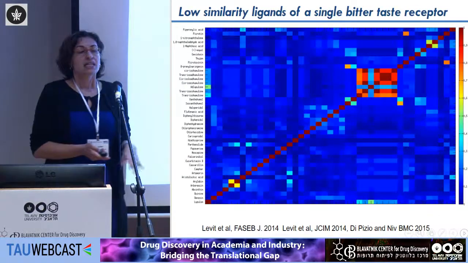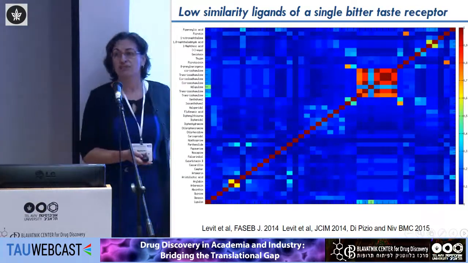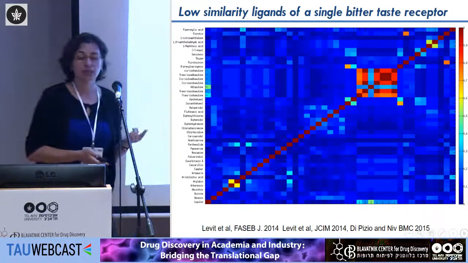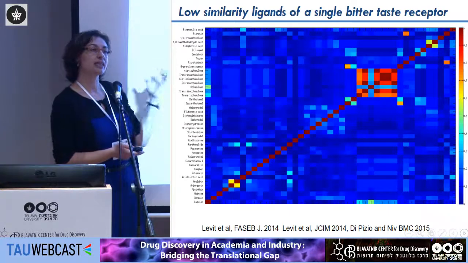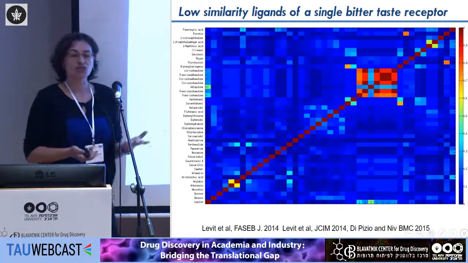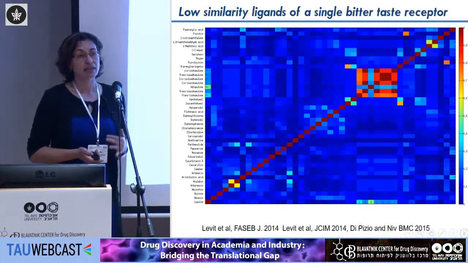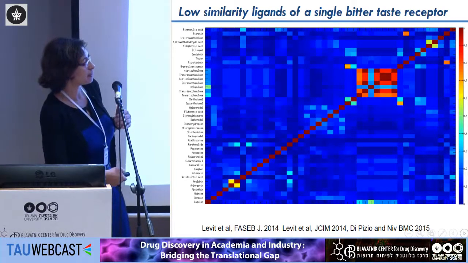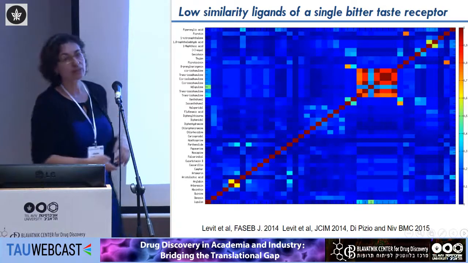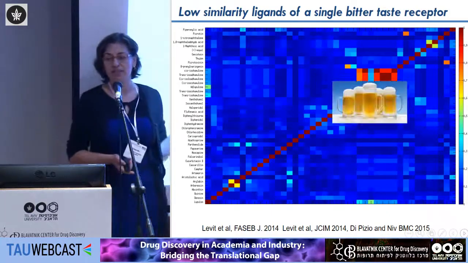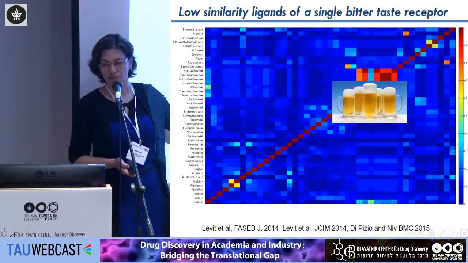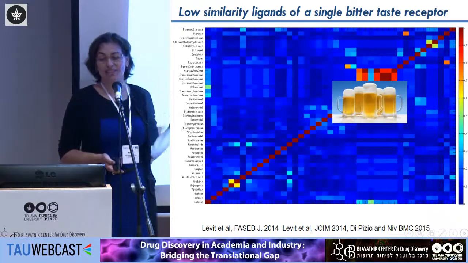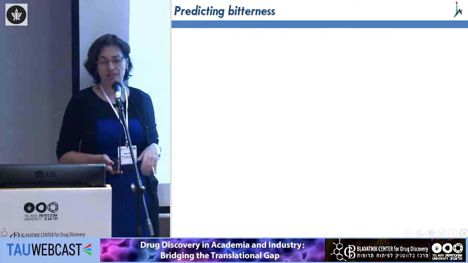I said there are 25 different bitter taste receptors, but even if we look at the ligands of a single bitter taste receptor, there is a huge variation in the chemical structure of the ligands of that same receptor. This is shown here by the Tanimoto coefficient, which is very low, close to 0. There is one family that presents humulones that come from hops, from beer. So it's important. It's bitter. There is a family that has chemical similarity, but there are others that are very dissimilar.